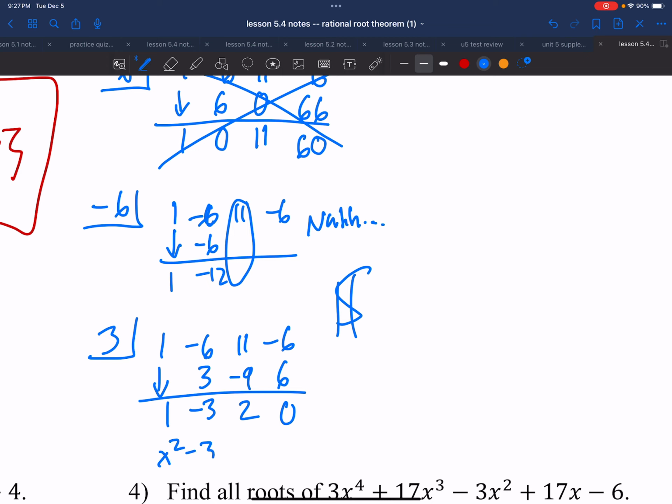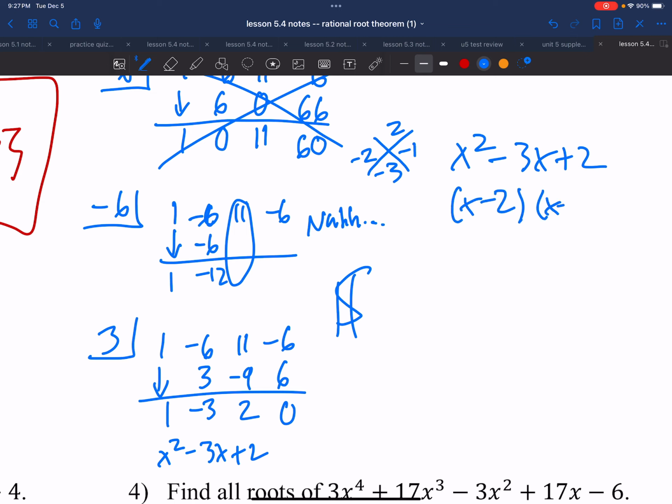X squared minus 3x plus 2. You found it. Or I found it. What did you do? Just kidding. X squared minus 3x plus 2. Let's factor that. Here's 2. Here's negative 3. Negative 2, negative 1 work. So this factors as x minus 2, x minus 1. So the roots are 2 and 1.